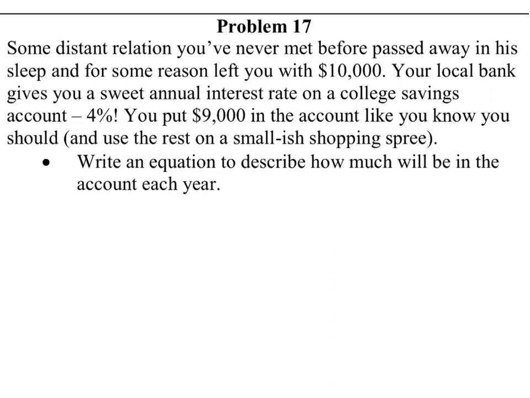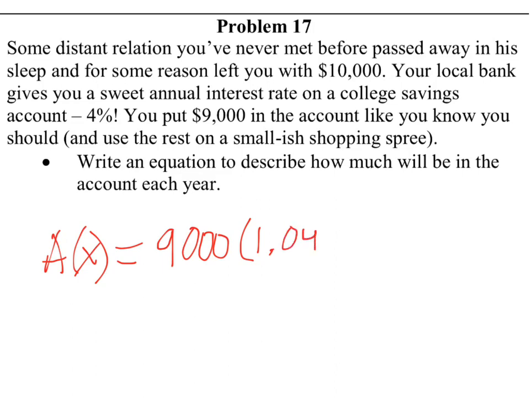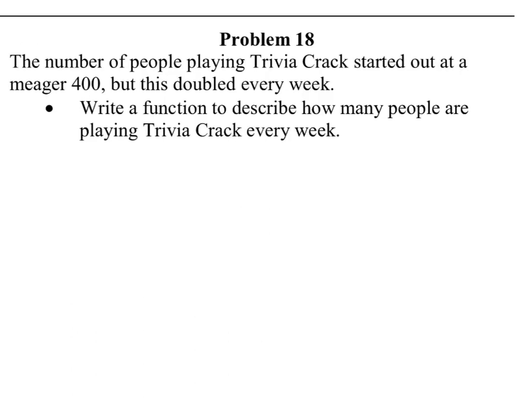Moving on to 17, you get 10,000, but you're going to put 9,000 into a bank account. Let's have A be the amount in our account, and we'll have x be the number of years. And so our starting amount in the account is 9,000, and we need to do 4%, which is our growth rate. You need to have 4% more than 100%. So you're going to have 1.04, and you're going to have that to the x power. That's the number of years there. So that gives us our function here. You increase by 4% every time, so times by 1.04.